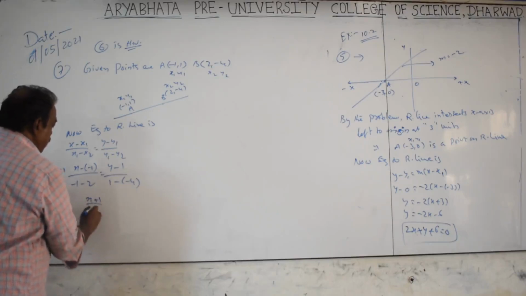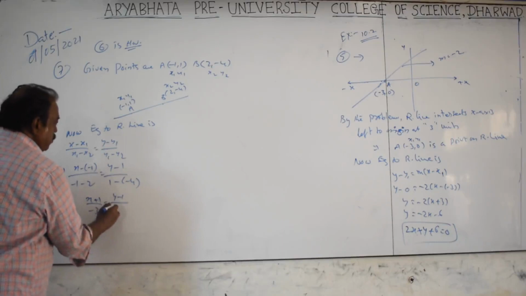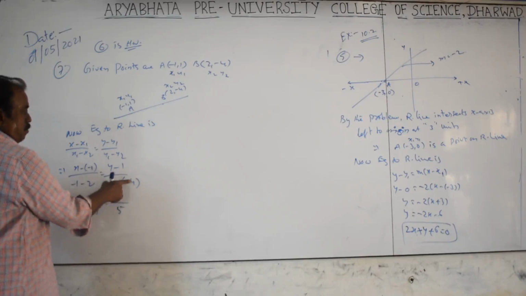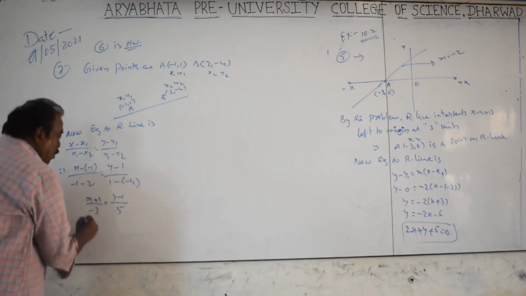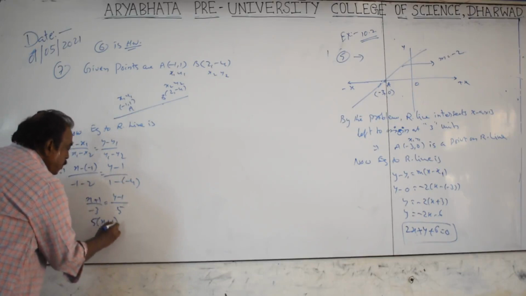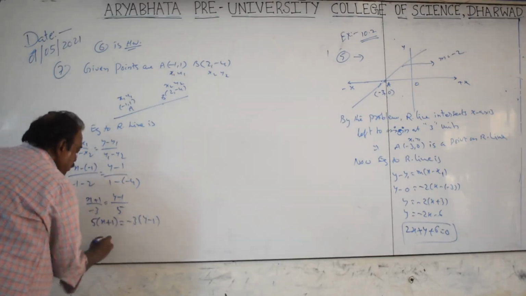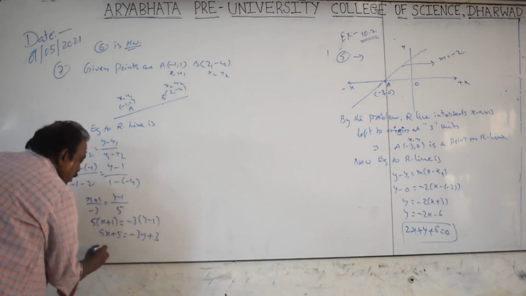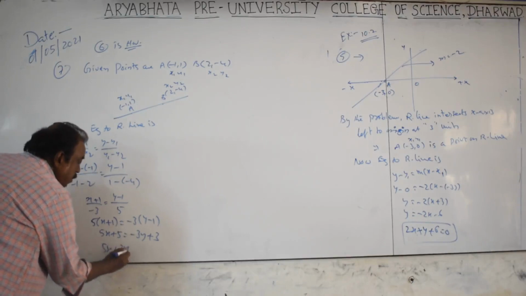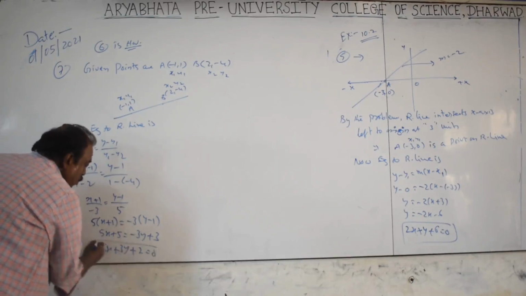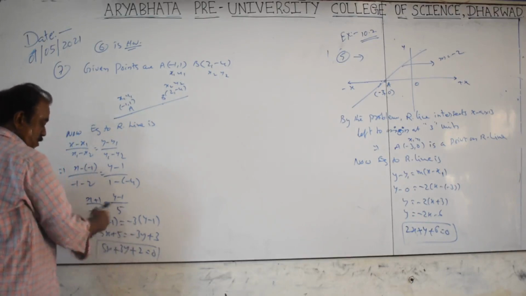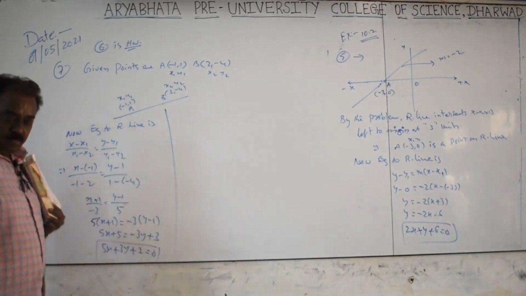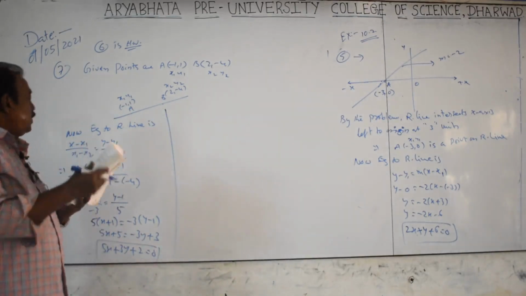It is (x plus 1) by minus 3 equals (y minus 1) by 5, since 1 plus 4 is 5 and minus 1 minus 2 is minus 3. So it is 5 of (x plus 1) equals minus 3 of (y minus 1). It is 5x plus 5 is equal to minus 3y plus 3. So it is 5x plus 3y plus 2 is equal to 0. Minus 3y comes to the other side as plus 3y. This is the required equation. Next.